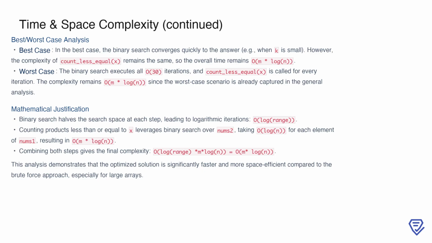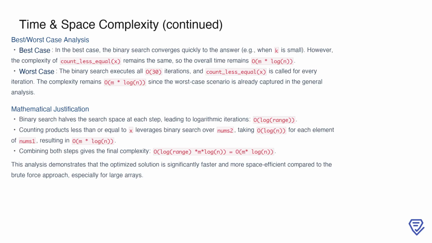In the best case, the binary search converges quickly to the answer, such as when k is small. However, since the count_less_equal x function must still process all elements of nums1, the overall time complexity remains m*log n. In the worst case, the binary search executes all its 30 iterations, calling count_less_equal x at each step. Even then, the time complexity remains m*log n, as this represents the general case.